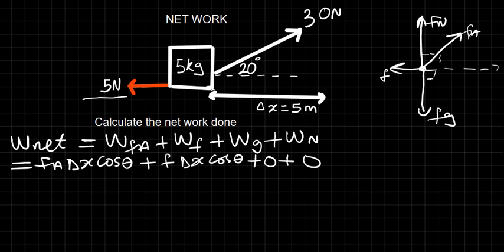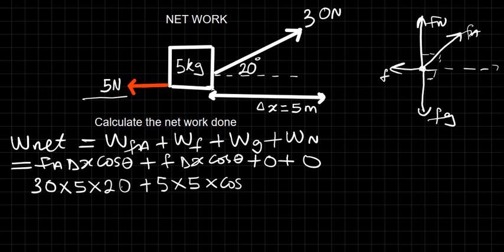Now we're going to substitute in our applied force. Our applied force is 30, multiplied by the displacement, which is 5, and multiplied by cos of the angle, which is 20, plus now the friction is 5, and then 5 multiplied by the displacement, which is also 5, and multiplied by the cos of 180, because between friction and the displacement the angle is 180 degrees.